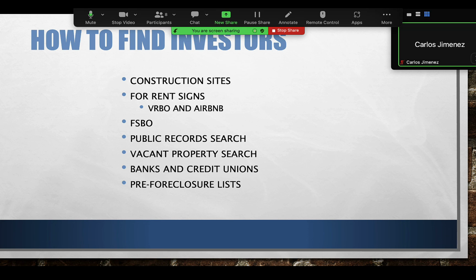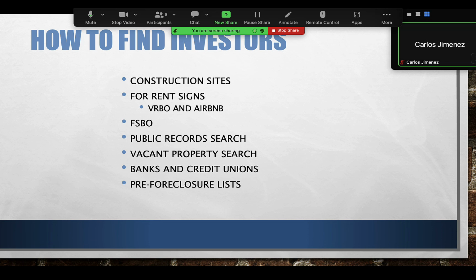Another way is to contact your local bank and your local credit unions, because they're the ones lending the money on the speculative land, on the fix and flips, on those speculative deals. They'll be able to introduce you to investors, some of whom may be in distress, or some of whom are actually looking to buy more properties.